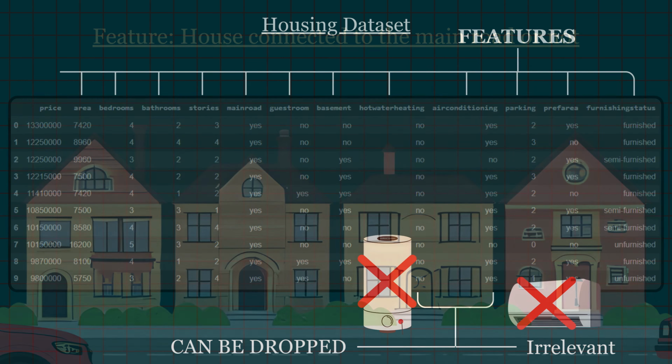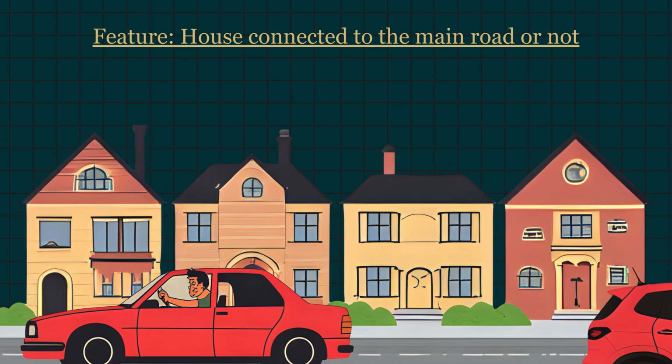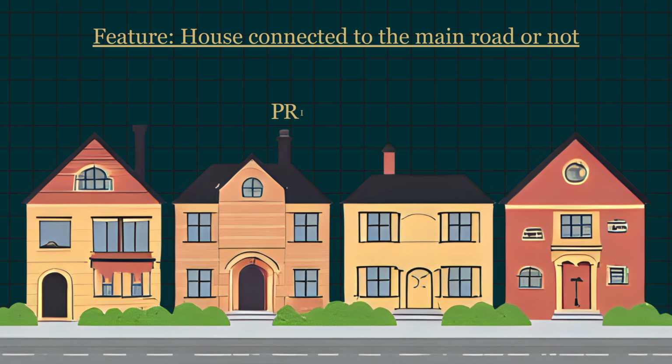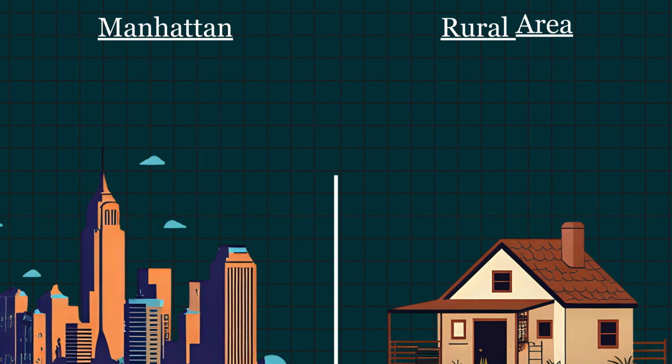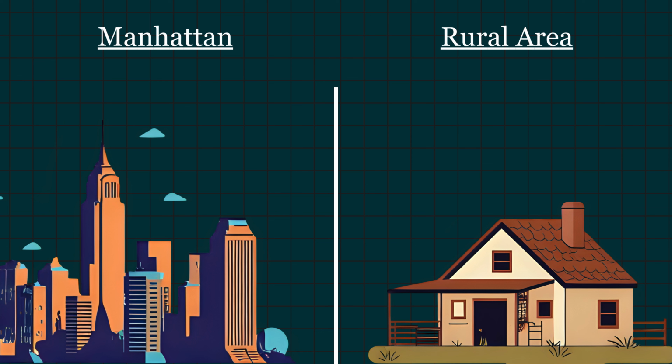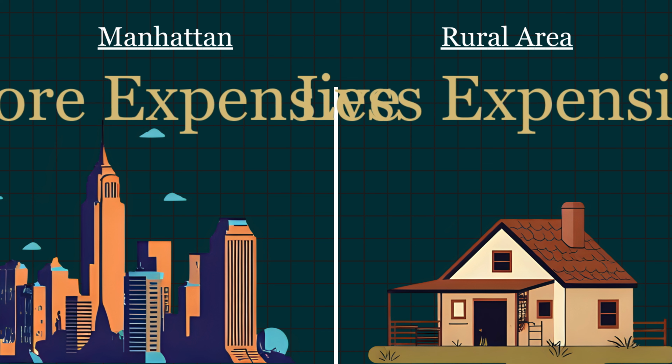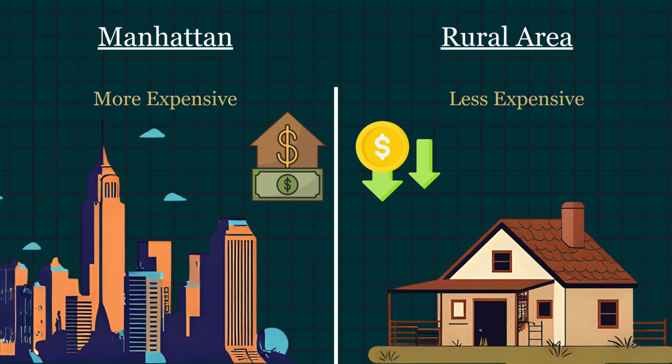For instance, you should not drop a feature like whether the house is connected to the main road or not, because the price of an apartment can of course vary on this basis. If an apartment is in Manhattan and is connected to the main road, its price will obviously be higher than a similar apartment that is not connected to the main road and is based in a remote area.